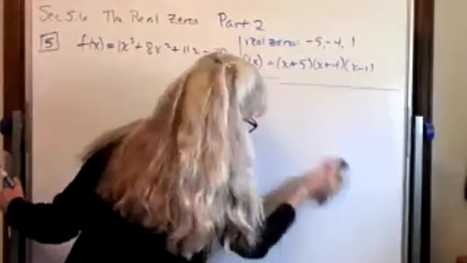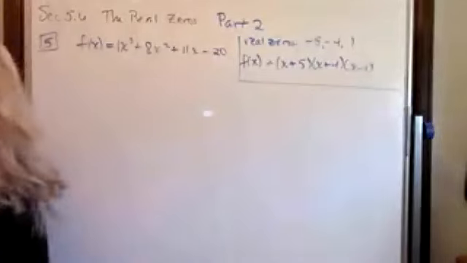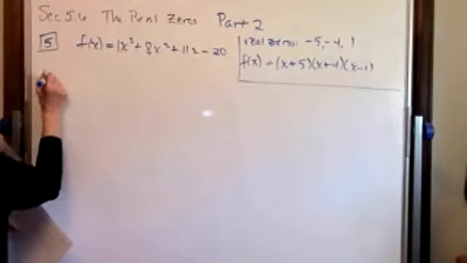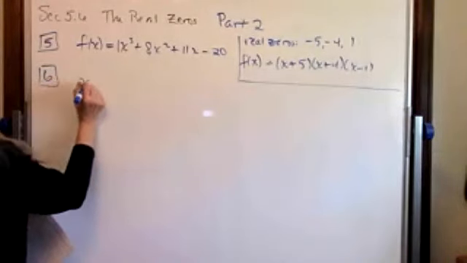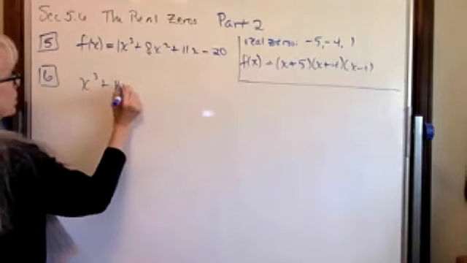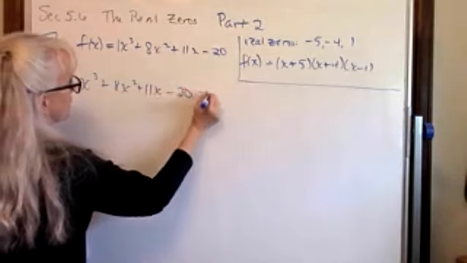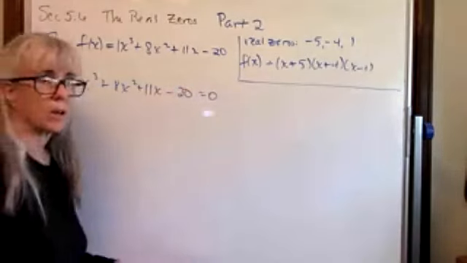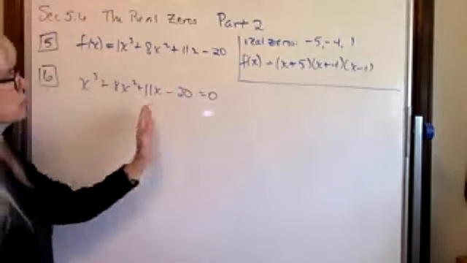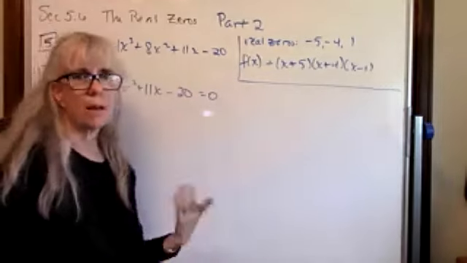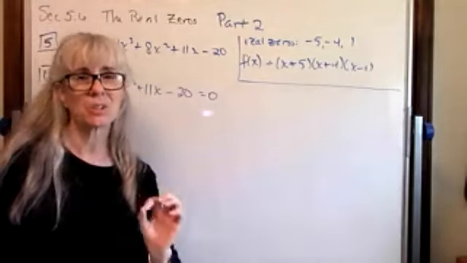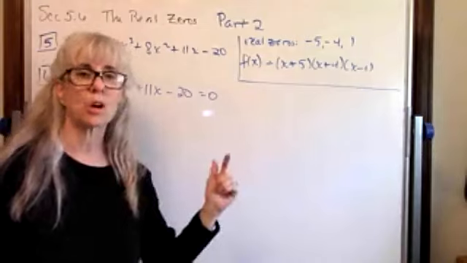Example 6 says, solve the equation x cubed plus 8x squared plus 11x minus 20 is equal to 0. I want to solve that equation. Well, wait, that's the same polynomial function. We just set it equal to 0. Well, that means we're finding, yes, indeed, the solutions, which are the x-intercepts, which are the real zeros.